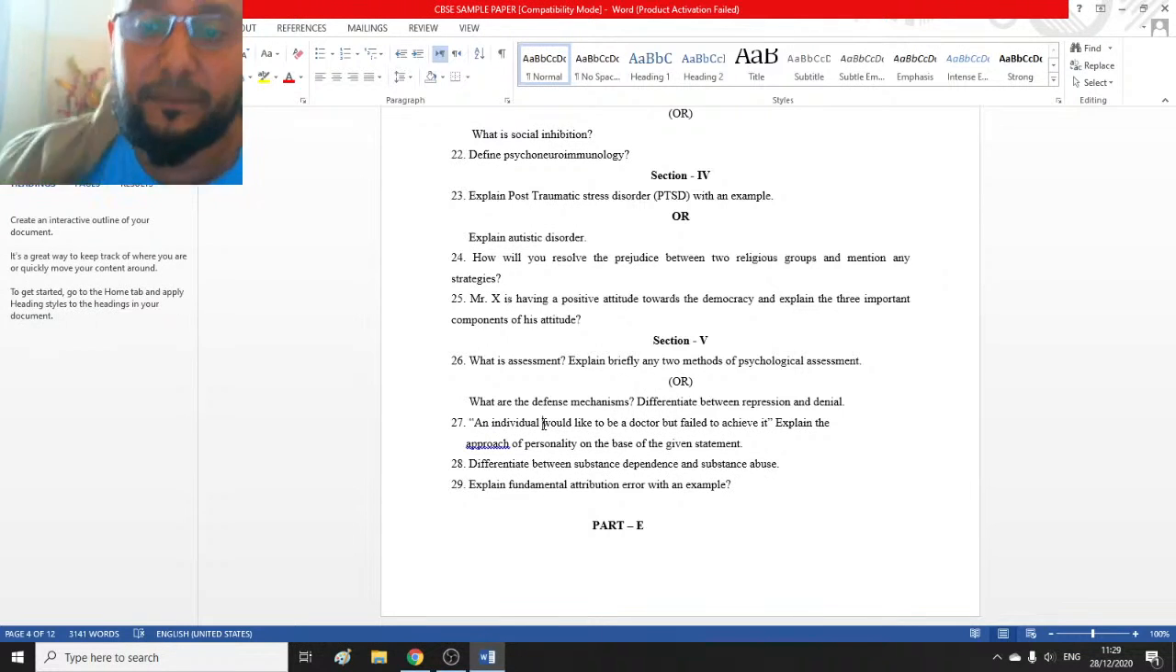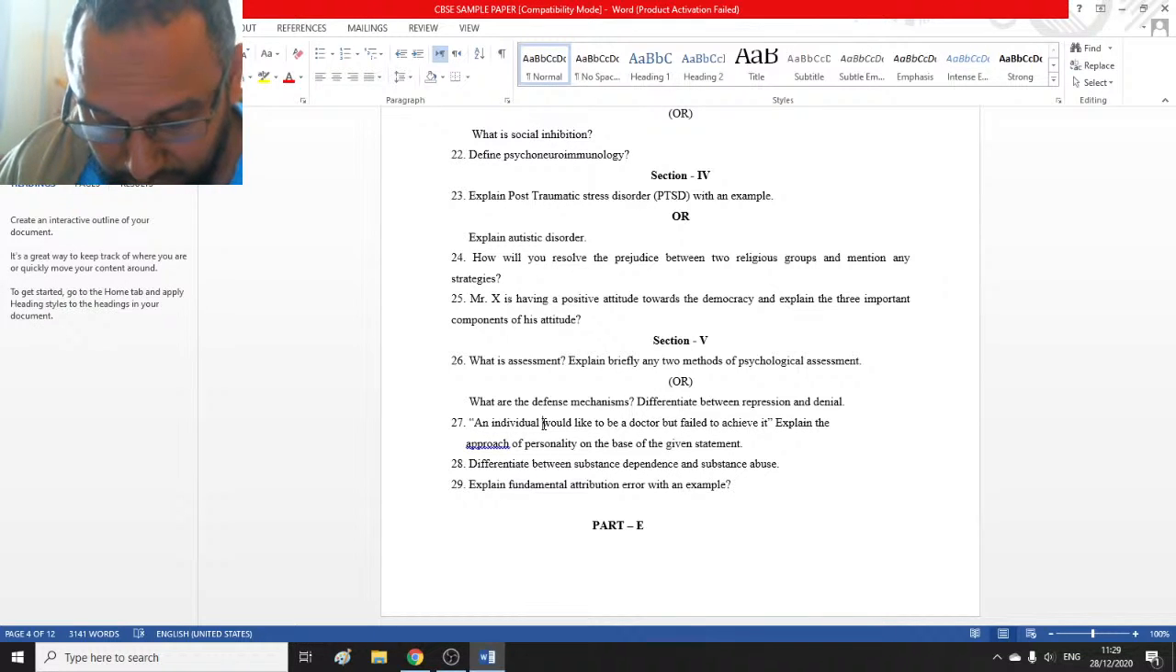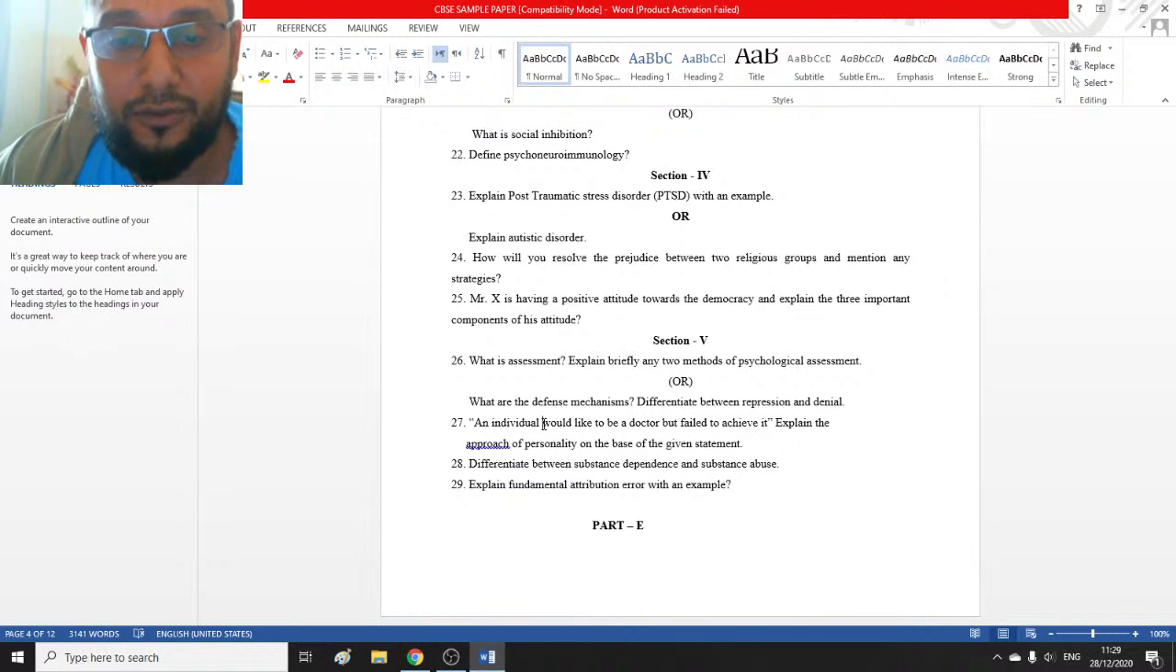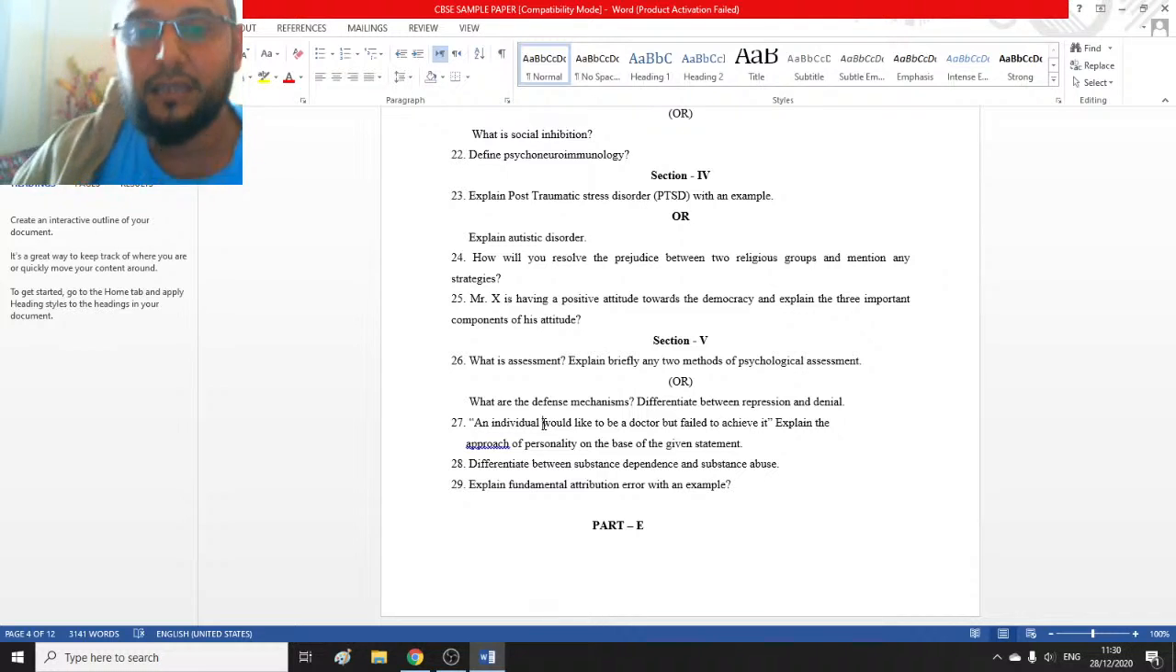Differentiate substance dependency and substance abuse. Yes, many of you are getting confused in the name of substance disorders. Alcohol dependency, heroin abuse, cocaine abuse. These three only we are thinking. No. First off, you see here, there is a dependency as well as there is an abuse. Both the two are together actually now in the current syllabus.